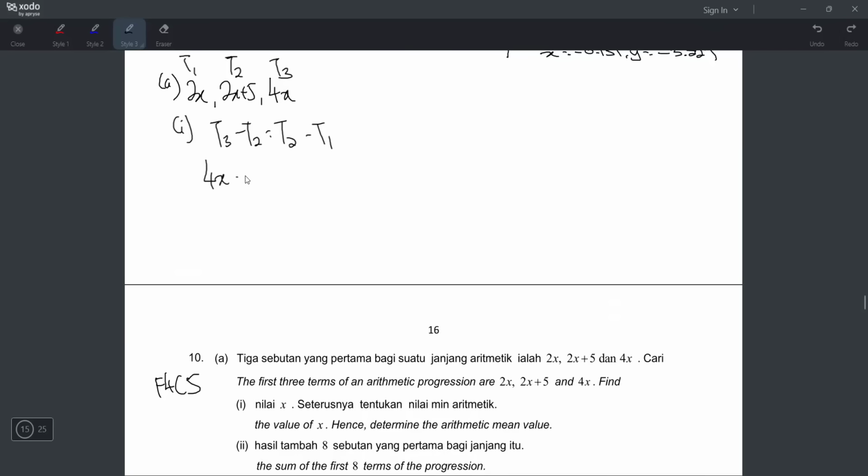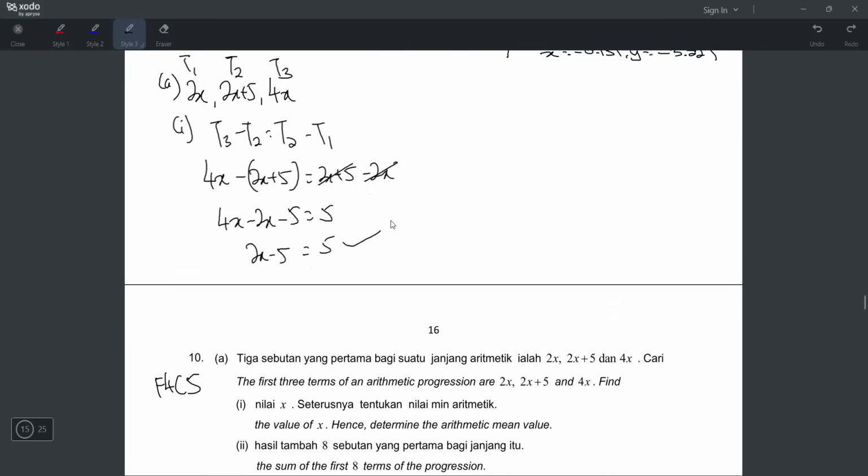Okay, 4x minus T2. But be careful, your T2 is 2x plus 5. So you don't write like that. It's wrong if you write like that. When you minus with two terms, you should always put a bracket, because you have to subtract everything inside the bracket. So it becomes 4x minus 2x minus 5. And then you're left with 2x minus 5. But of course, you have to do T2 minus T1 here. So it'll be 2x plus 5. This one you just minus with one term only, so no need to worry too much about it. But when you minus two terms, then the bracket is very important. Okay, 2x and minus 2x is 0. So this is 5, this is 5.